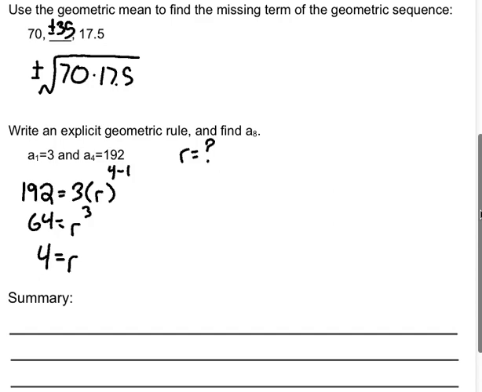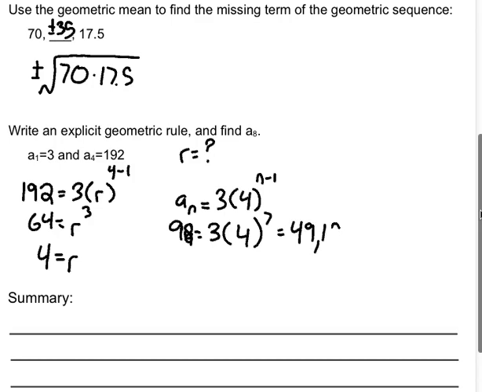Once I know that my rate is 4, well, now I have everything I need to actually write my geometric rule. So now that is my official geometric rule. And if I want the eighth term, 8 minus 1 is 7. That gives me 49,152.